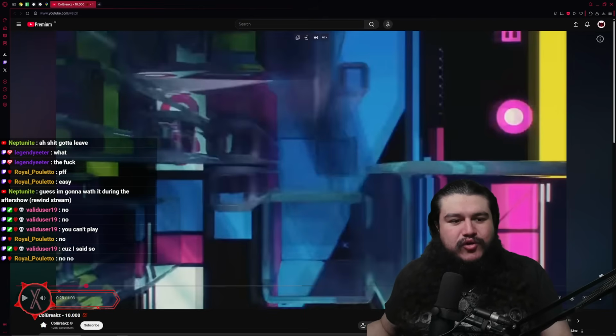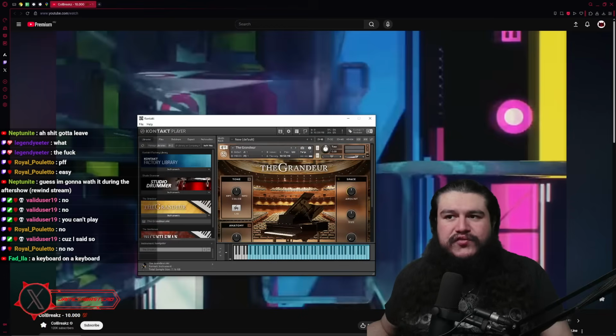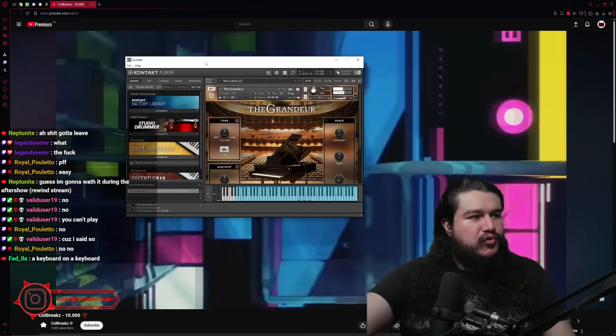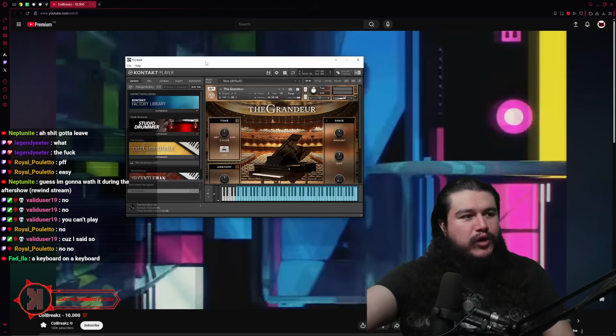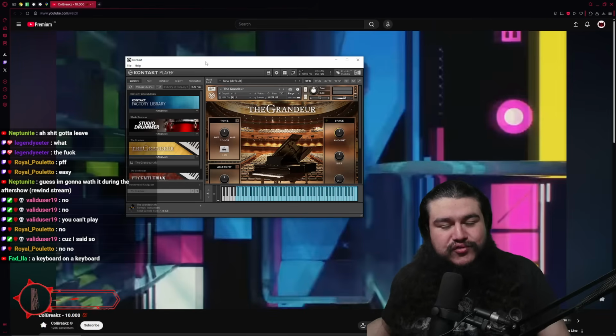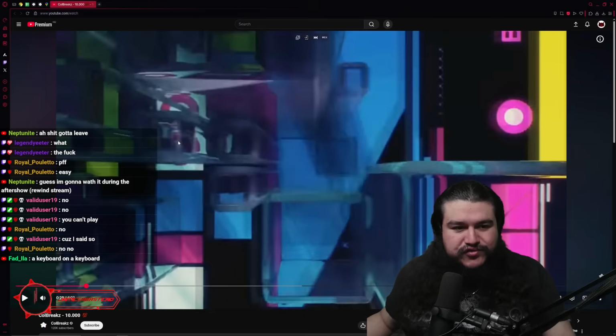So a keyboard on a keyboard. Yes, yes, I do have this MIDI keyboard, which shows you which notes I am playing. And I do have a physical keyboard right under my screen. I've had this the whole time, by the way. So yeah, Fat, welcome today. How you doing? Let's see where this goes.